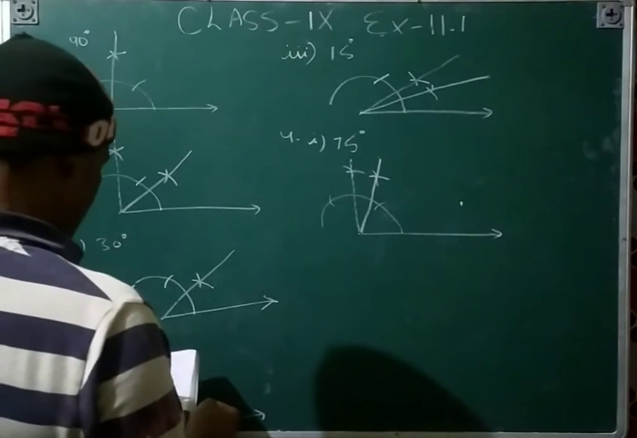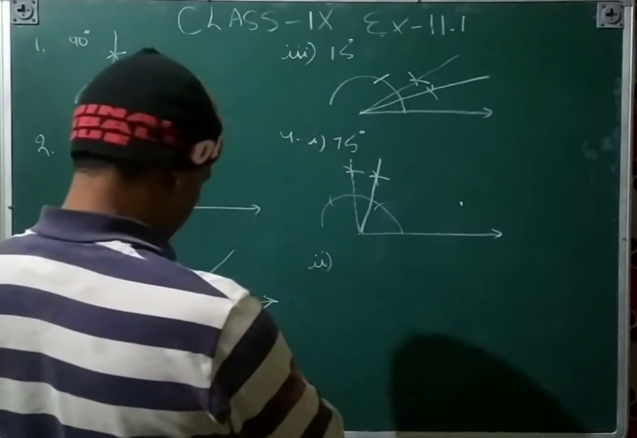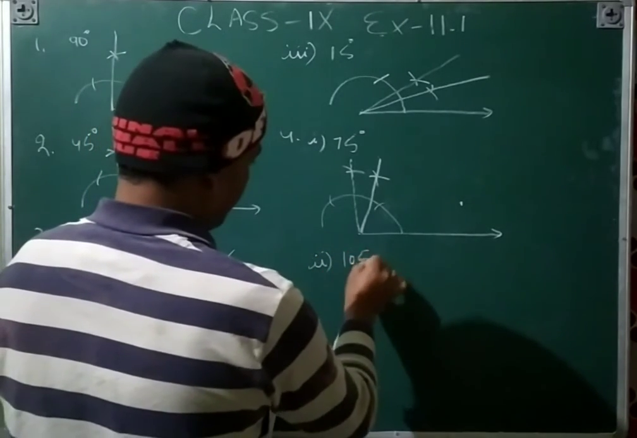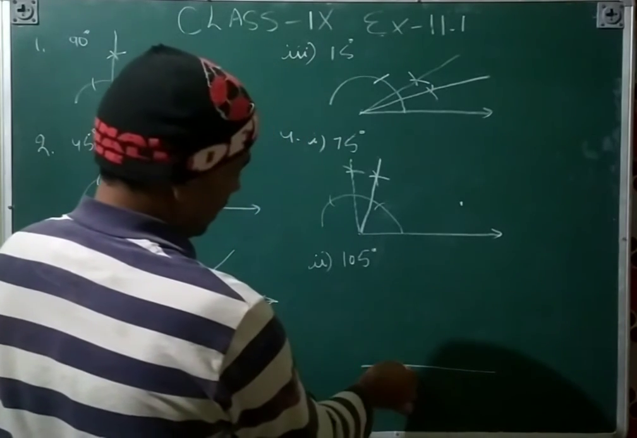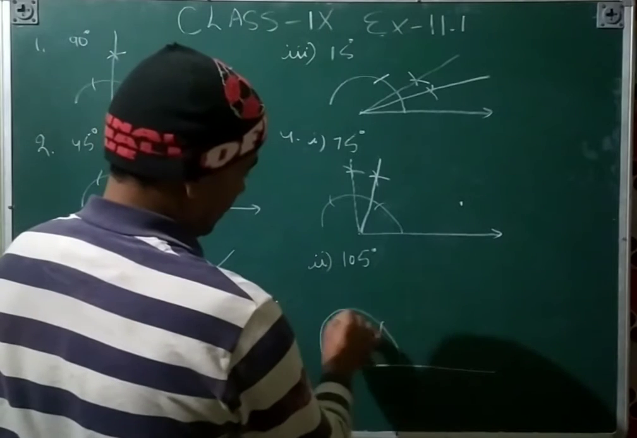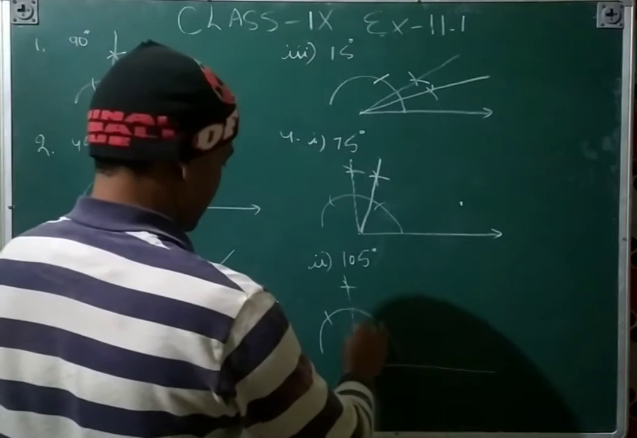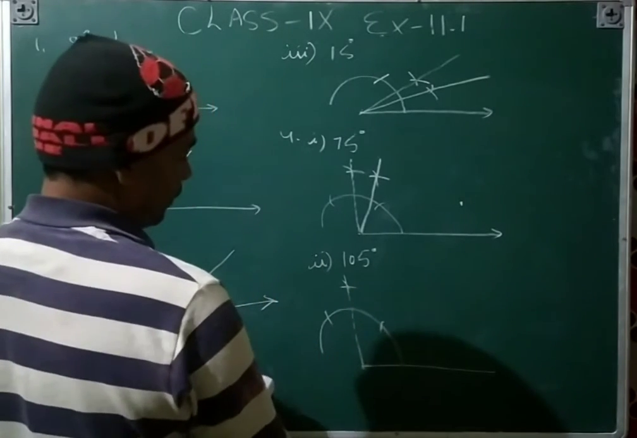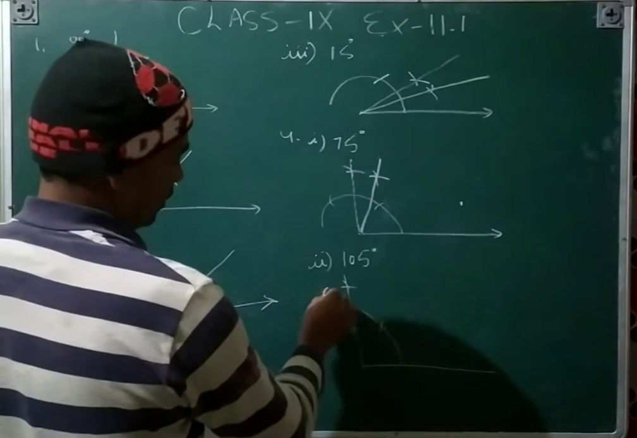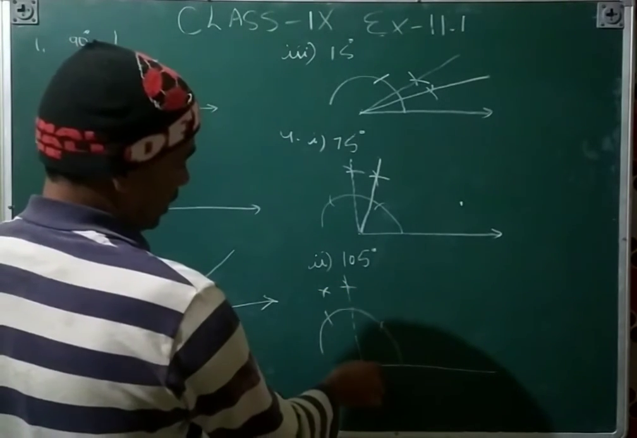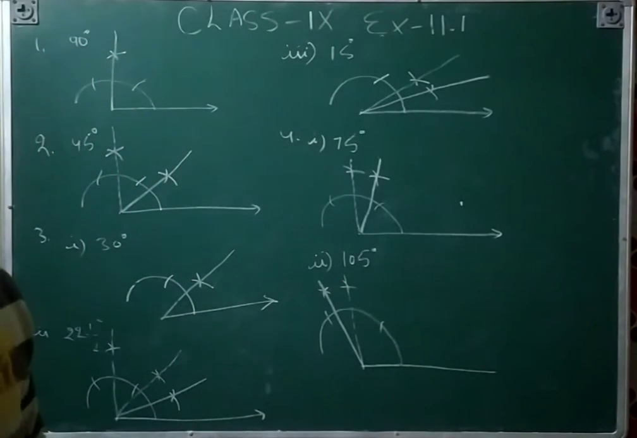Next is 105 degrees. The same process is there. One line and then 90 degrees, and then from here make an arc, from here also, and from here. This is 105 degrees.